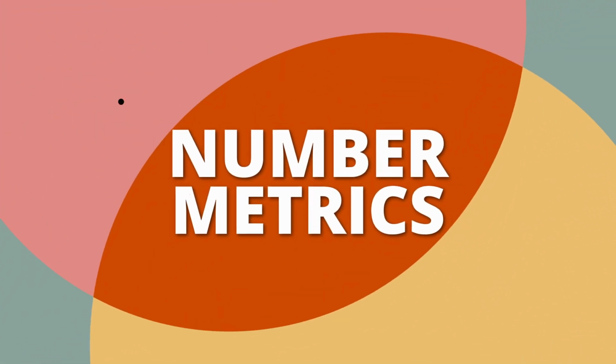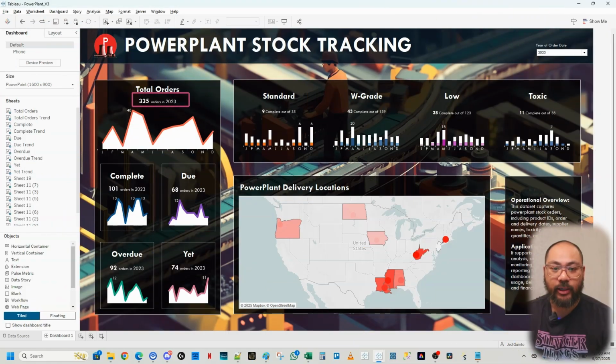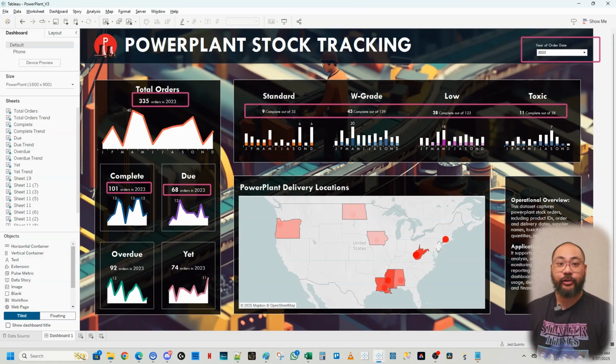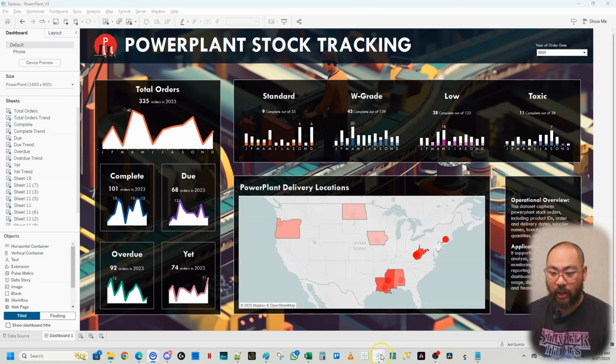The next part we're going to do are these actual labels. So 335 orders in 2023, 101 orders in 2023, and so on. So the year part of it is the actual filter itself. So that will change as the filter is adjusted. And then we have the same one here. So what we're actually going to do is we're going to tackle all of these labels in one go. So let's head over to our dashboard.